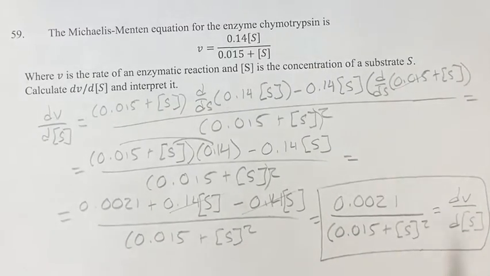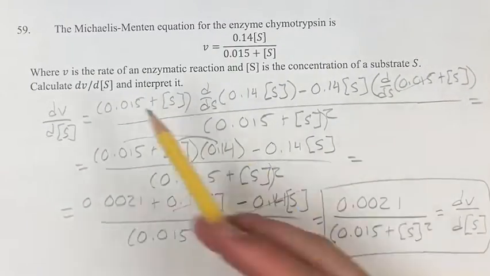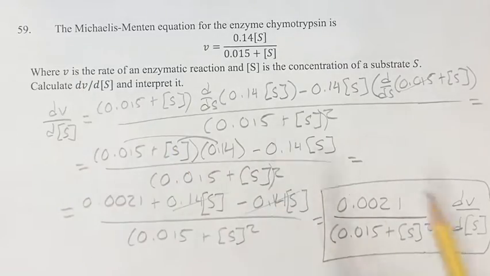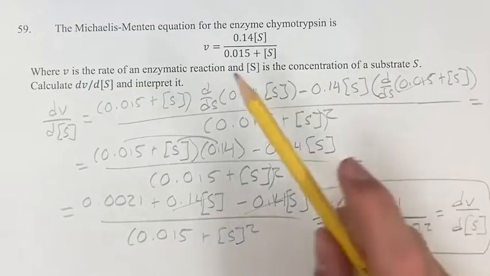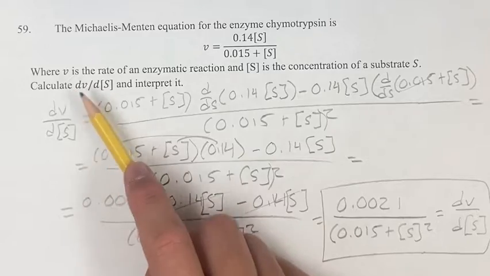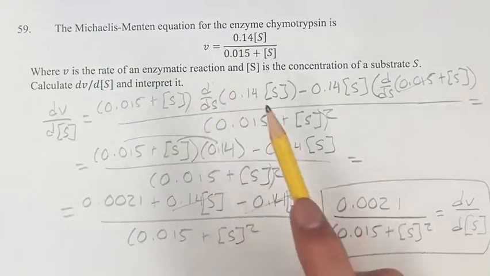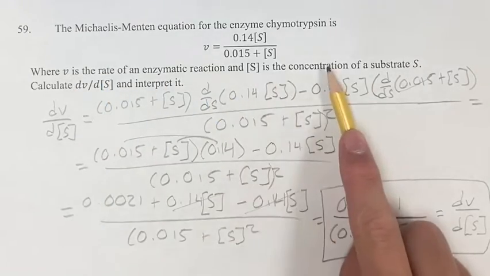And we're asked to also interpret this, and this is the rate of change of v over s. So this is the rate of change of the rate of the enzymatic reaction as s, which is the concentration, changes.